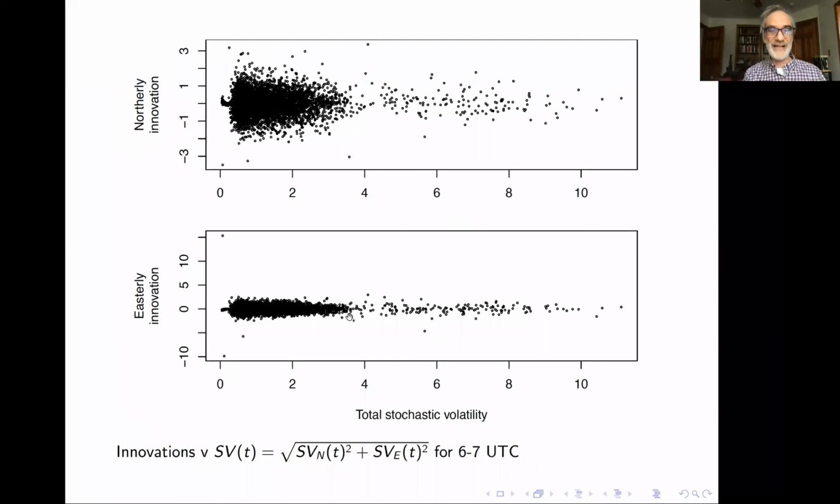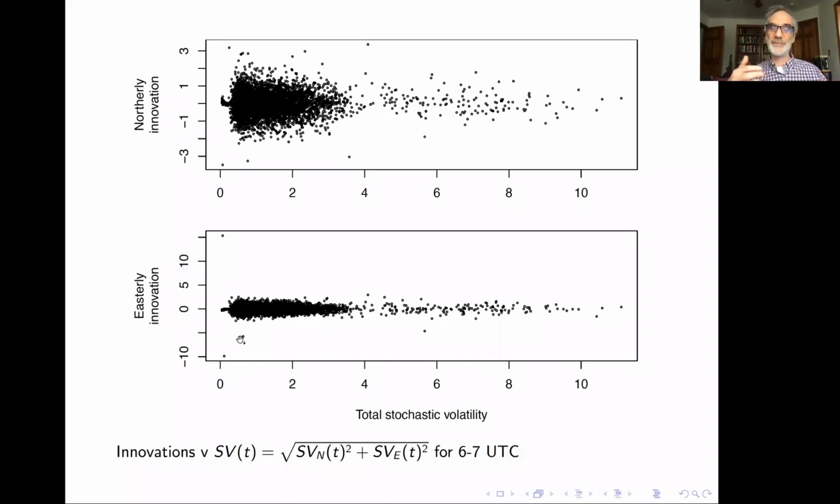So this is a plot for the observations between 6 and 7 UTC, the middle of the night, like midnight to 1 a.m. This is some measure of the total stochastic volatility, and here are the northerly and the easterly innovations. You notice these weird things here. Those are mostly when the wind speeds are either 0 or very near 0. But there are also these hugely big outliers, and even the things here.